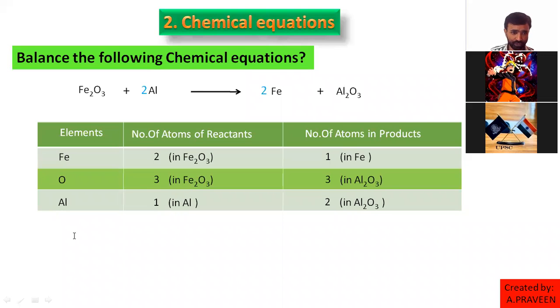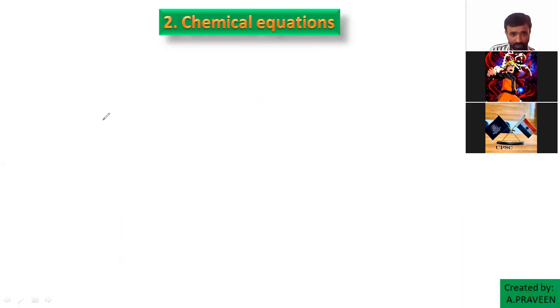I'm giving you one example here. That is the reaction of ammonia, NH3, with chlorine gas to produce N2 and NH4Cl.